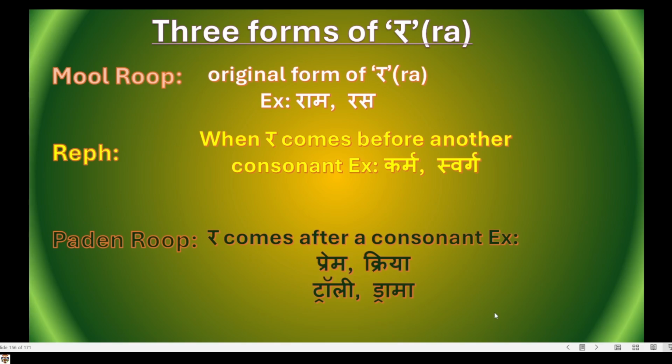So remember, in some letters, this Ra joins like a small diagonal line, and in some letters it is represented in the form of an inverted V. So when you read Hindi words, remember Ra can appear as a normal letter, or above a consonant in the form of a Reph, or below a consonant in the form of a Paden. Now that we know these three forms of Ra, let's move on to our reading practice.